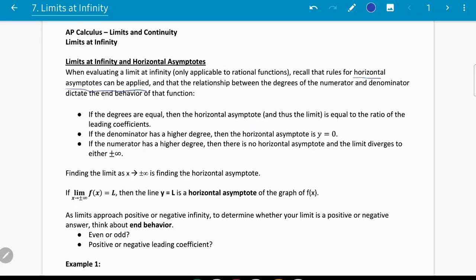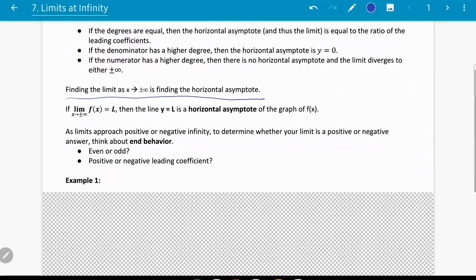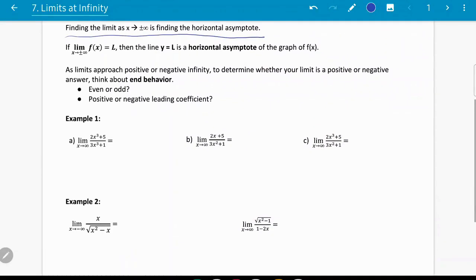And if the numerator has a higher degree, then there is no horizontal asymptote, and the limit diverges to either positive or negative infinity. So finding the limit as x is approaching positive or negative infinity is finding the horizontal asymptote. So let's take a look at example 1.